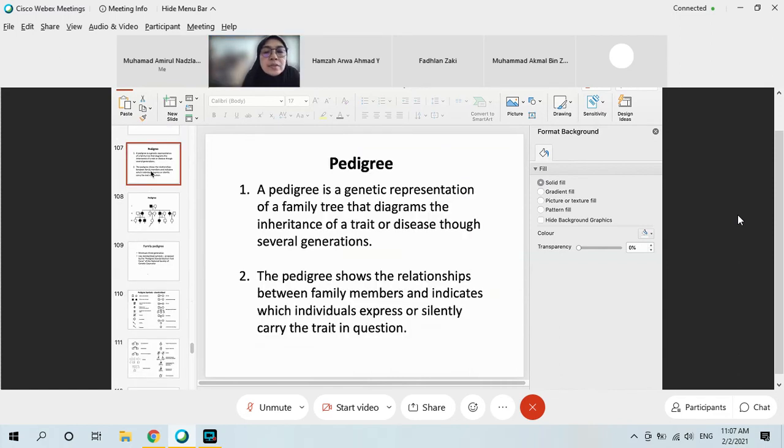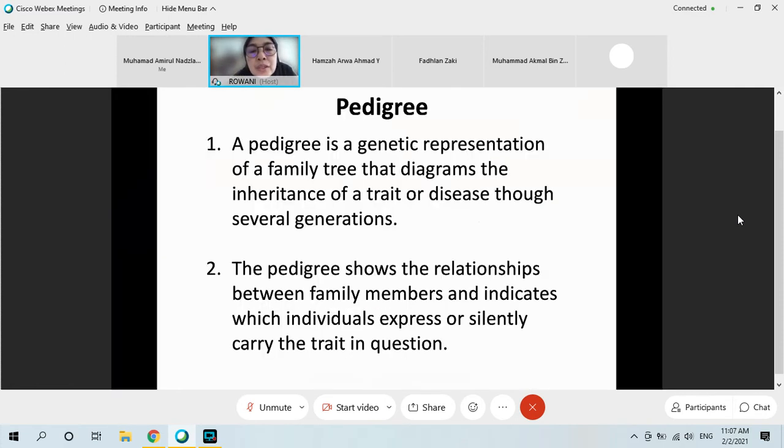pedigree analysis. What is a pedigree? A pedigree is a genetic representation of a family tree that diagrams the inheritance of a trait or disease through several generations. It shows the relationship between family members and indicates which individuals express or may silently carry the trait in question. So that is pedigree.